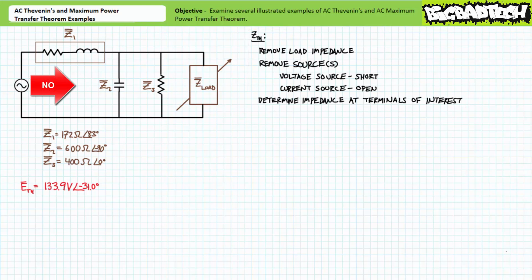Make note that ZTH is not the impedance seen by the original source. ZTH is the impedance seen by the load impedance when the source has been removed. Let me remind you that incorporating shorts and opens inside your original series parallel circuit and shifting perspective from the source to the load may fundamentally alter the nature of the original series parallel circuit.